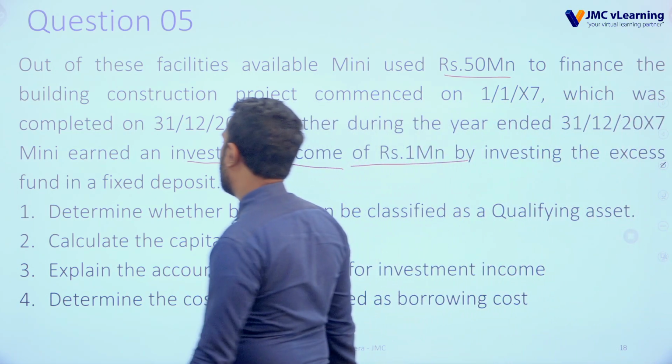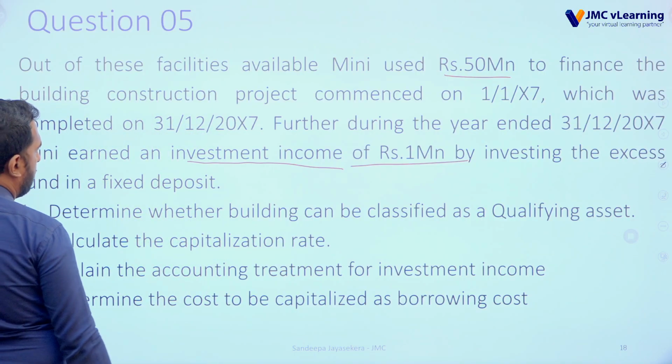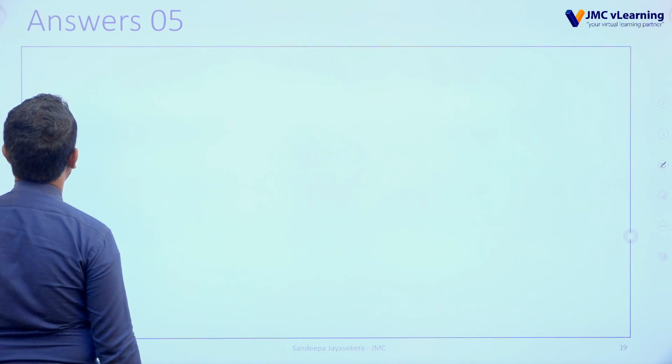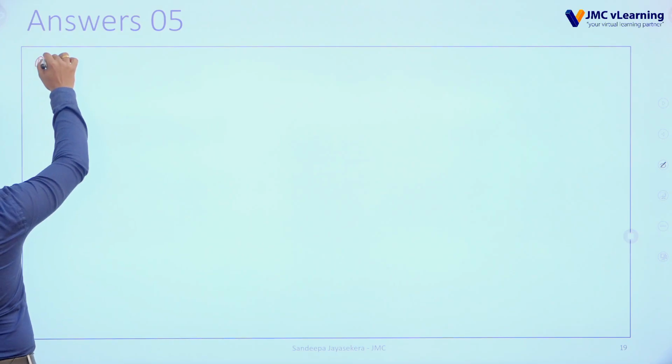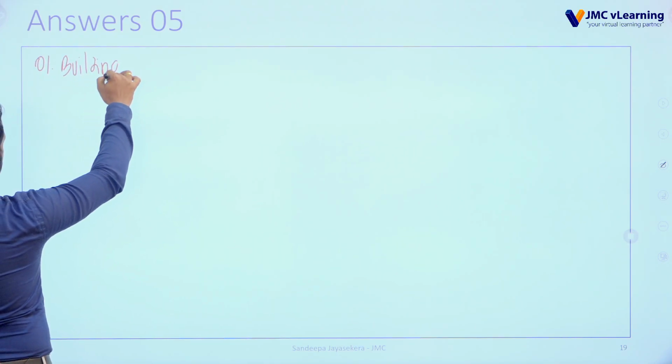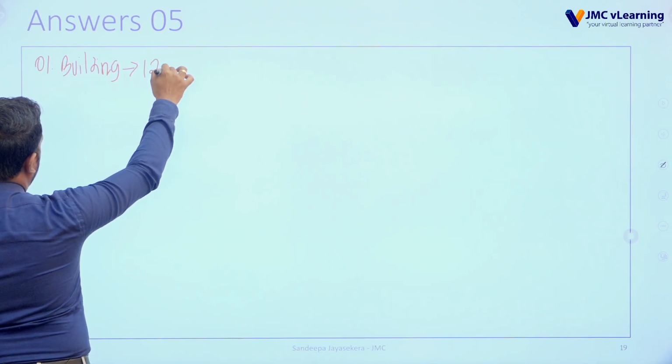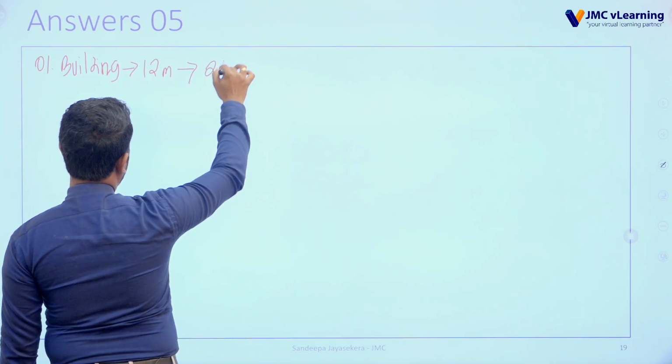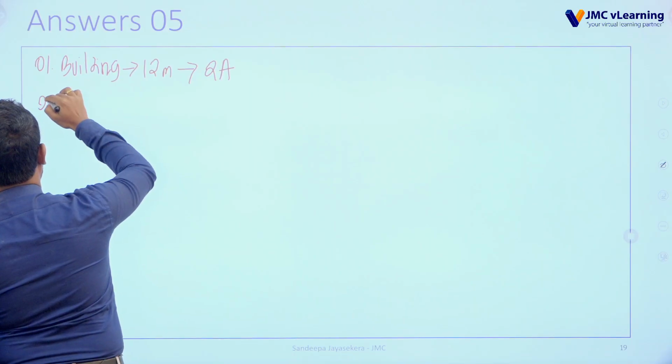Right. We'll deal with one by one separately. Determine whether the building can be classified as a QA. So this is question number 1. So this particular building, guys, it took 12 months. Therefore, it's a qualifying asset. There's no issue on that.